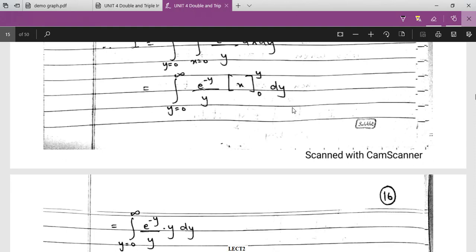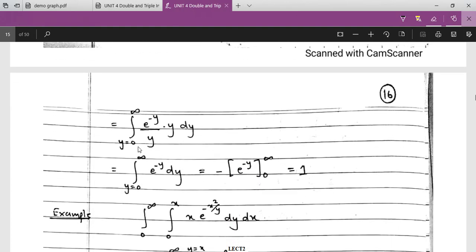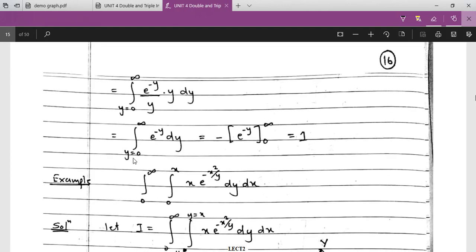Fine. And then integration y is equal to 0 to infinity e raised to minus y by y divided by this y, this y gets cancelled, so y is equal to 0 to infinity e raised to minus y dy. So integration of e raised to minus y turns out to be minus, outside, e raised to minus y over the limit, that is, infinity.